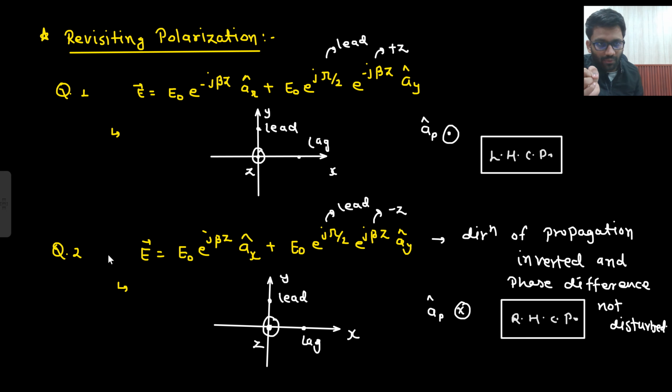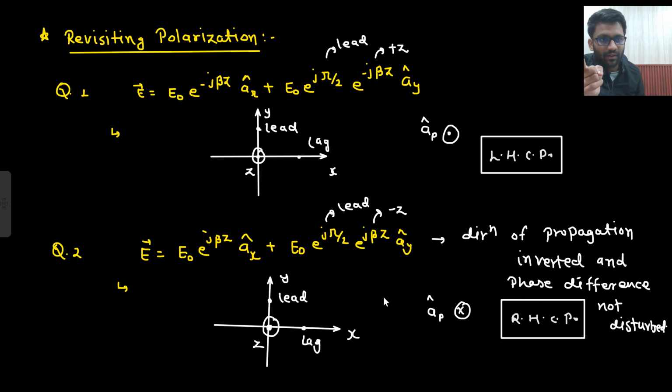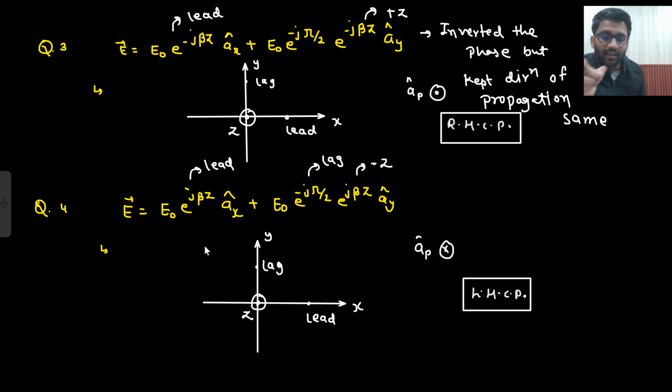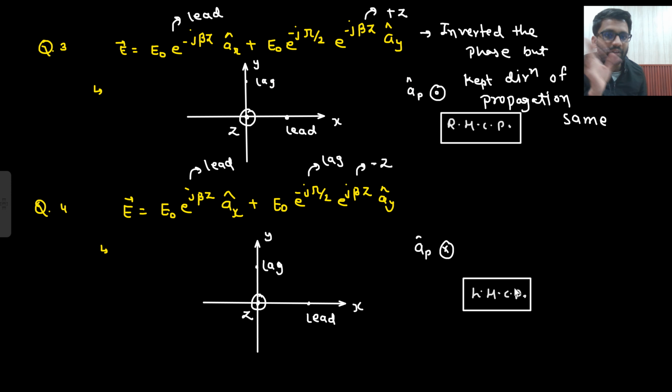So what did you do? With respect to question 2, in question 4 what are you doing? Are you inverting the direction of propagation? No. You are only inverting the phase. Here this guy was in lead, here this guy is in lead. That's it. So here what are you getting? Right hand circularly polarized. Here what are you getting? Left hand circularly polarized. Say yes or no.